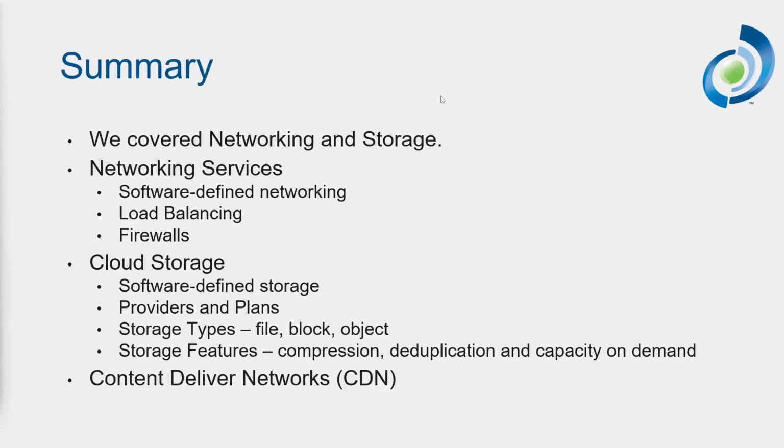Okay, so we wrapped up chapter 2, and in chapter 2, we talked about networking and storage. So we mainly focused on the networking services, including software defined networking, load balancing, firewalls, and other network elements. And then we spent the last half of the class talking about cloud storage. So we have software defined storage. We talked about providers and plans. We talked about the different storage types like file, block, and object. And then we also talked about the storage features like compression, deduplication, and capacity on demand. And then we wrapped up this chapter talking about our content delivery networks, or CDNs, and edge locations.